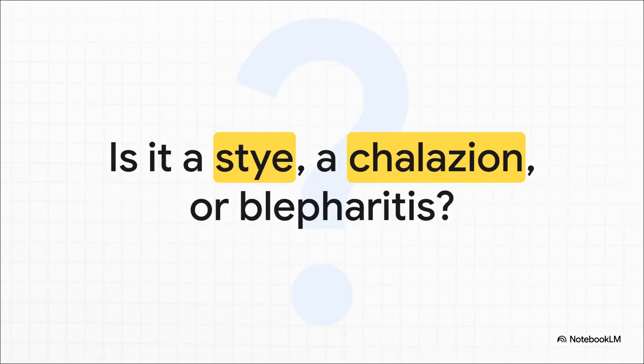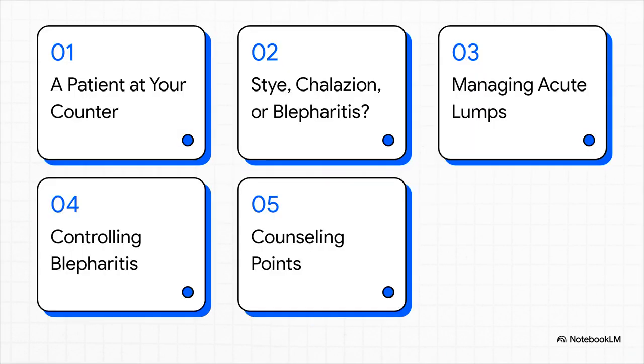So, you know the scene. A patient walks up, points to their eye and says, "What is this? And what can I do about it?" Being able to help them figure out what's going on, well, that's the first and most critical step, right? So here's our game plan. First, we'll nail down the differences between these conditions. Then we'll dive into managing those acute lumps and bumps, styes and chalazions. After that, we'll tackle the trickier long-term control of chronic blepharitis, and we'll wrap it all up with the most important counseling points you need to know.